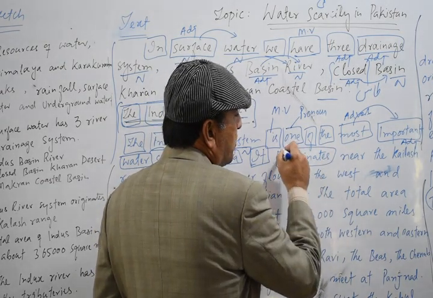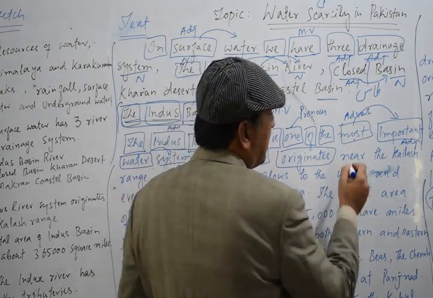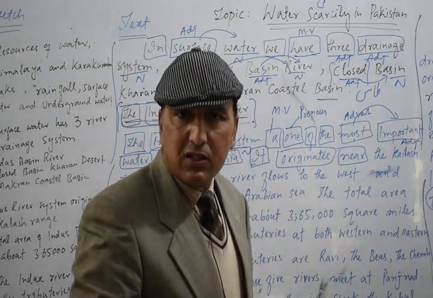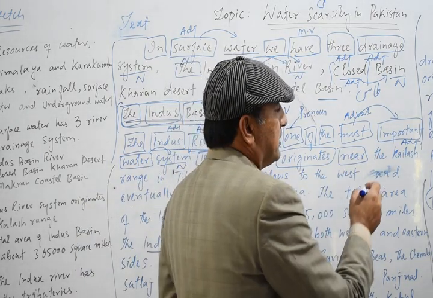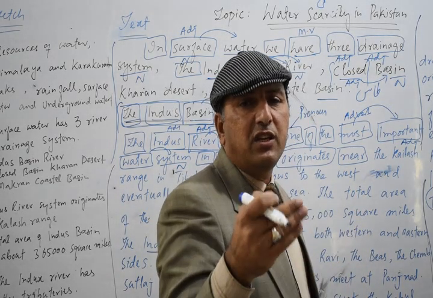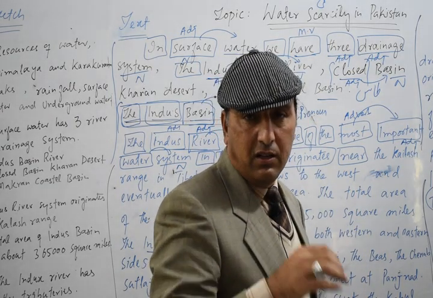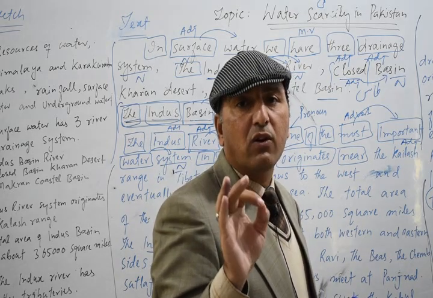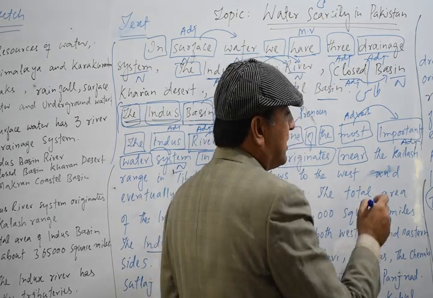Originates, it is a verb. It is quite simple. First form of verb. Near. What is near? Near is also a preposition. Okay, preposition, यानी पहले position, यानी preposition. Prepositions are mostly put before a noun. So इसको preposition कहते हैं.